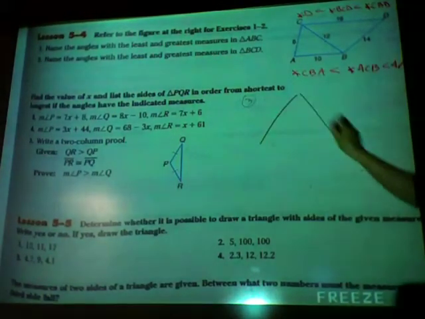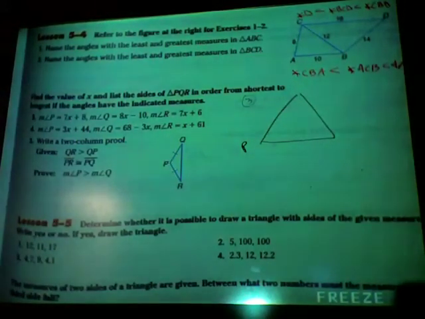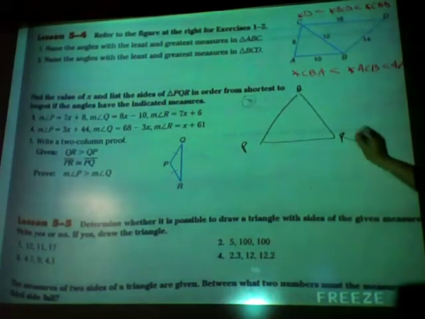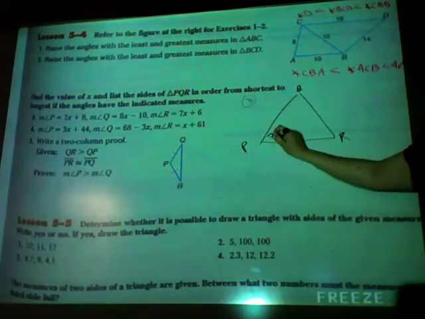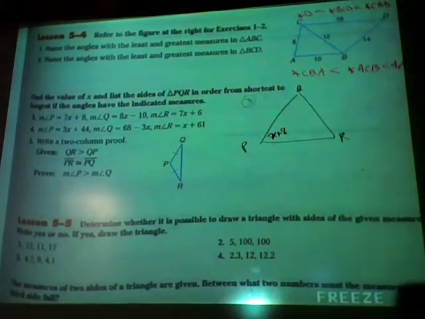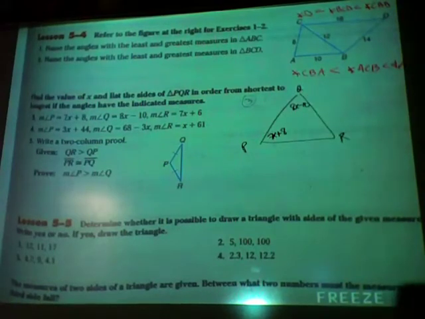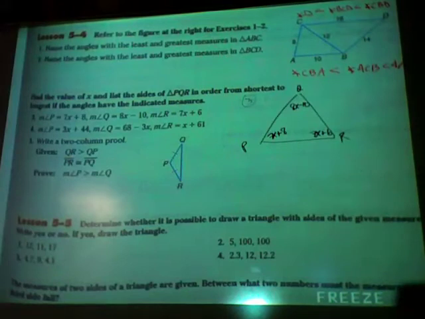So I'm going to draw a picture of a triangle. I have no idea what kind of triangle it is. I don't know if it's acute, obtuse, right? It really doesn't matter. So we've got PQR. And then they said angle P is 7x plus 8. Angle Q is 8x minus 10. And angle R is 7x plus 6. They're asking us to order the sides this time. Before we order the angles, this time you're going to order the sides.